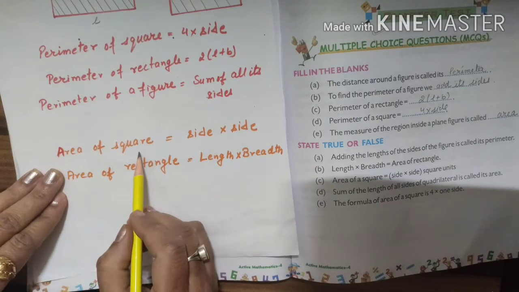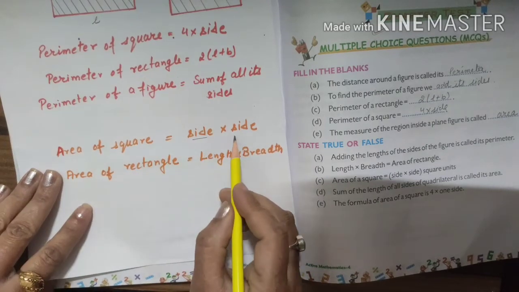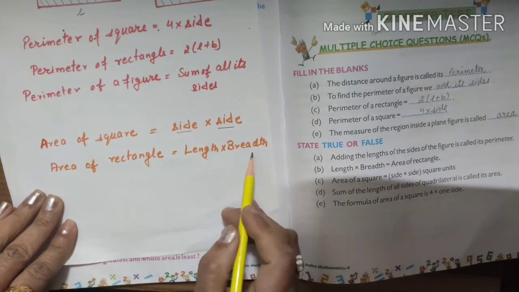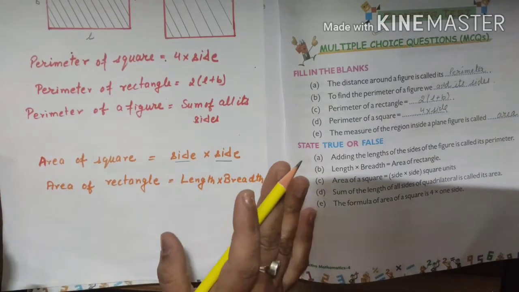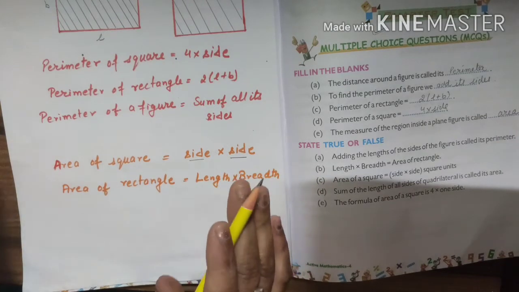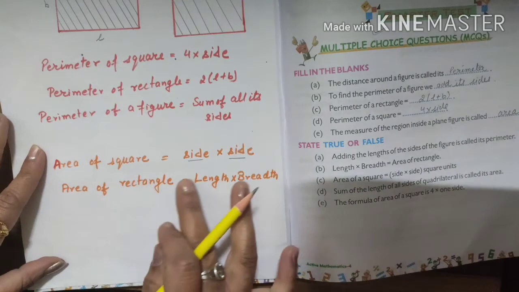Next is the area of the square. Area of the square is side multiply side. And area of a rectangle is length multiply breadth. So students, please learn these formulas. Don't confuse perimeter and area.